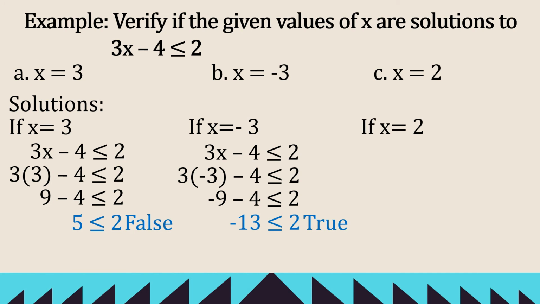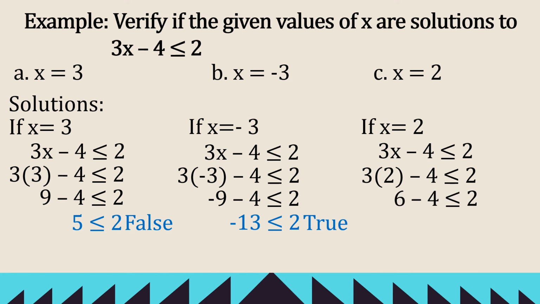If x equals 2, 3x minus 4 less than or equal to 2. Substitute the value of x into the inequality. It will become 3 quantity 2 minus 4 less than or equal to 2.